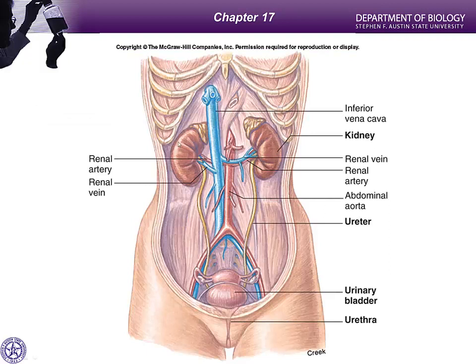Here we see our kidneys. They're going to be on the dorsal body wall. These are in our lumbar region. And here we see the ureters coming down to our lower pelvic urinary bladder. And there we see the urethra as it leaves the body.